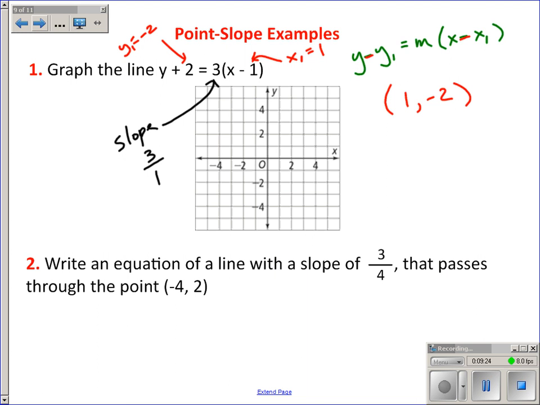So I go on my graph to the point 1, negative 2, which is right here. And I use the slope of 3 over 1. So I go over 1, up 3, over 1, up 3, and down this way as well. Okay, so this is my line.